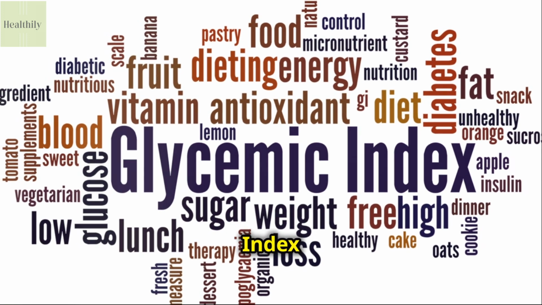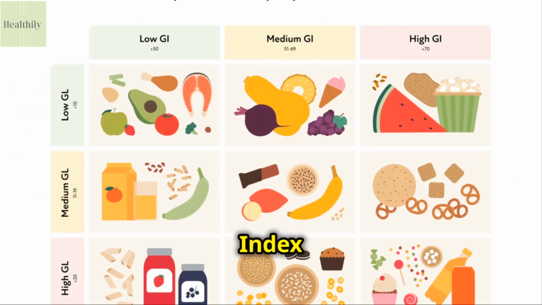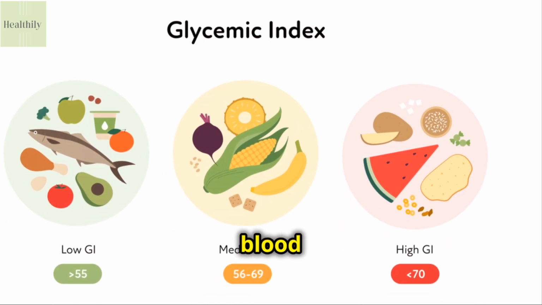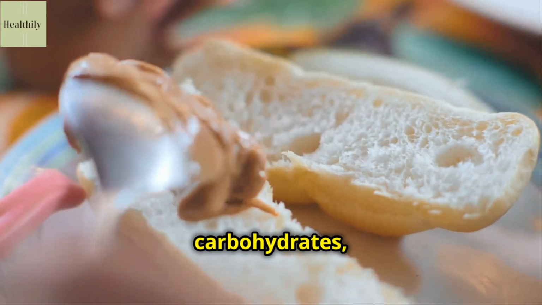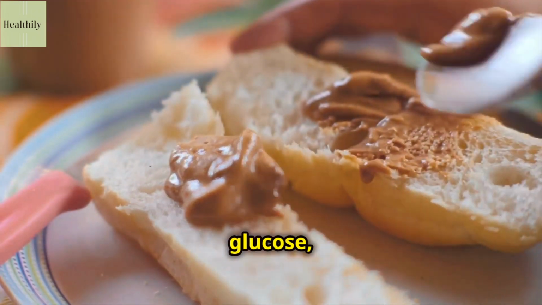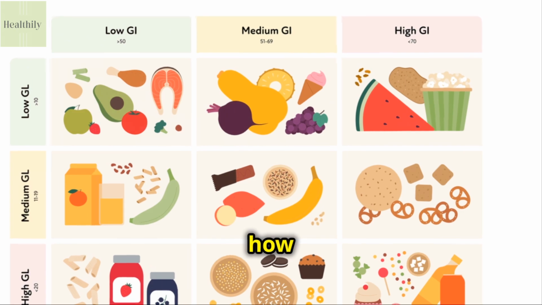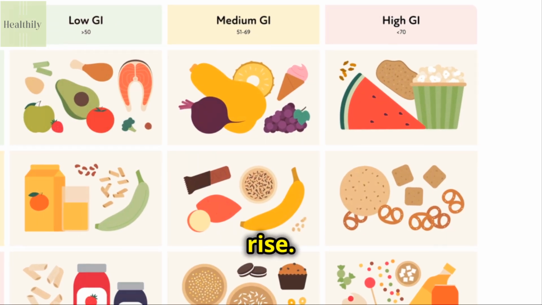What is the glycemic index, GI? The glycemic index, GI, is a valuable tool for understanding how different foods affect our blood sugar levels. When we eat carbohydrates, our bodies break them down into glucose, which enters our bloodstream. The GI ranks carbohydrates based on how quickly they cause our blood sugar levels to rise.